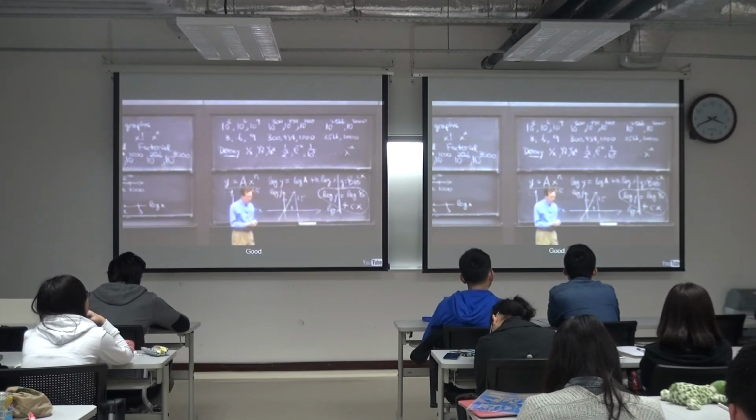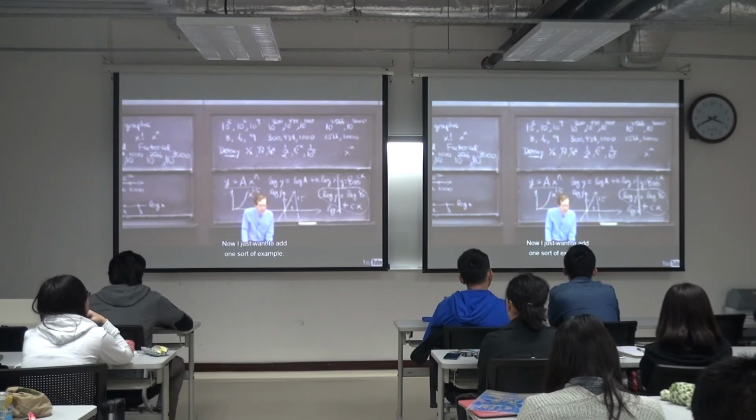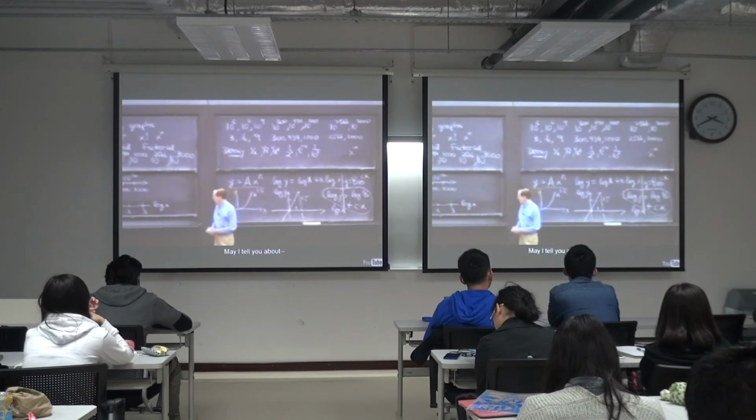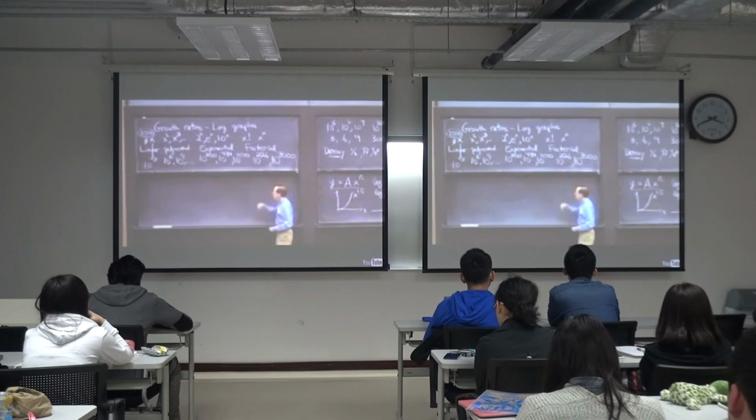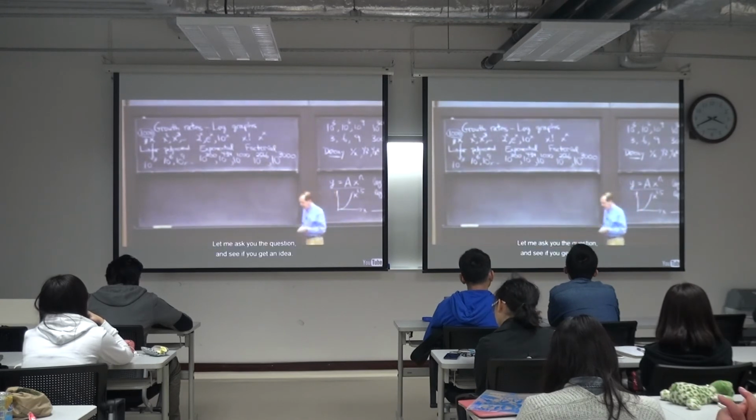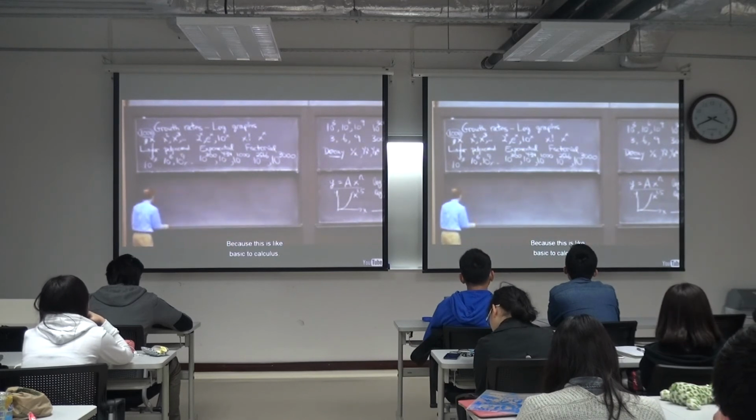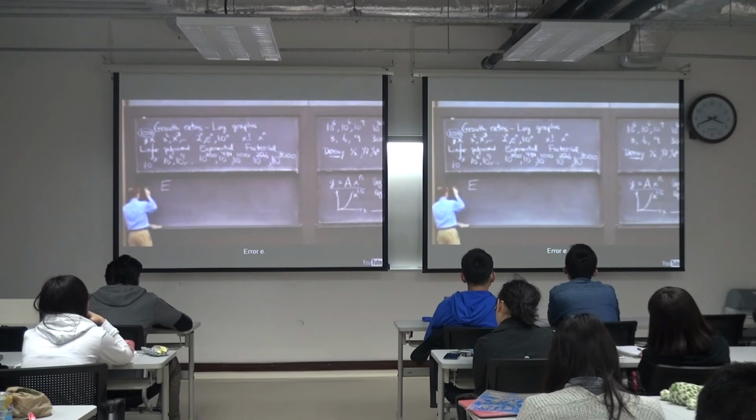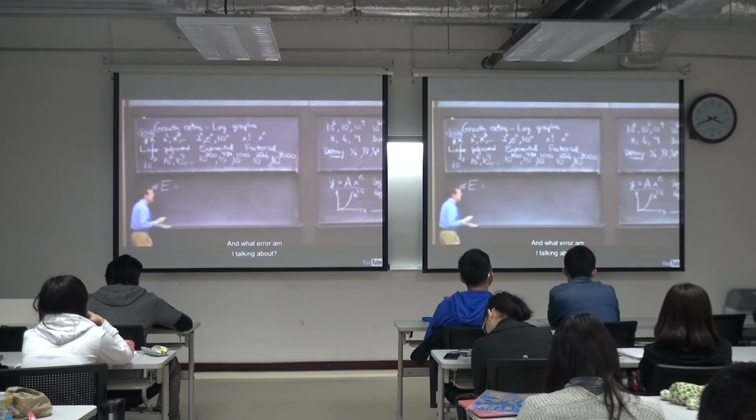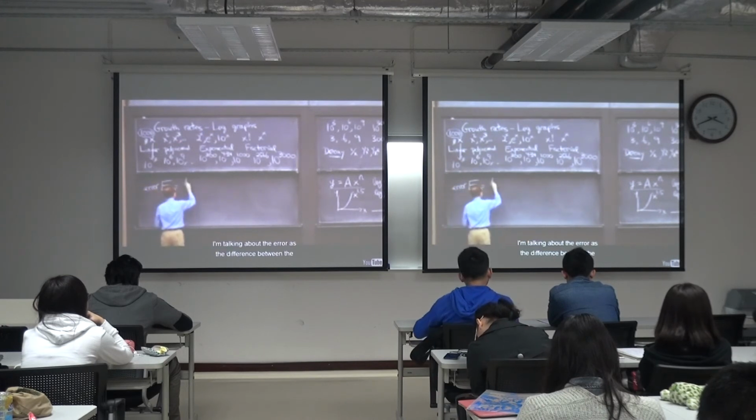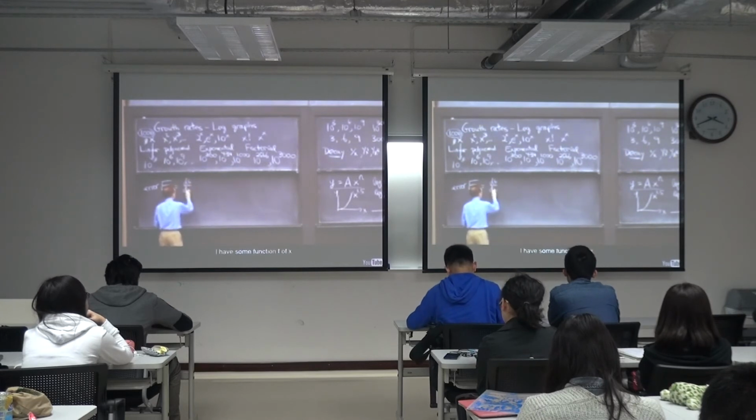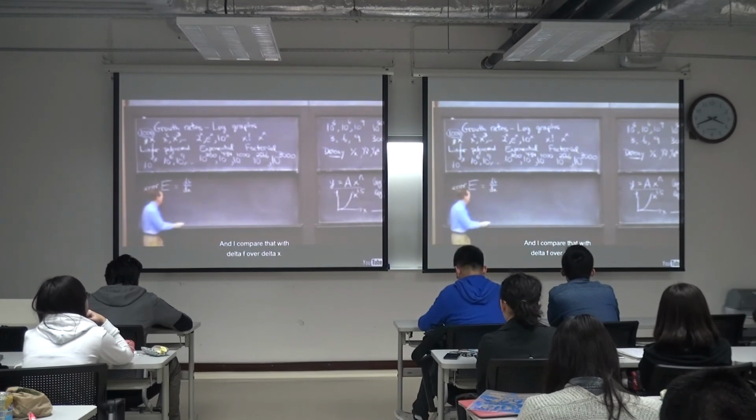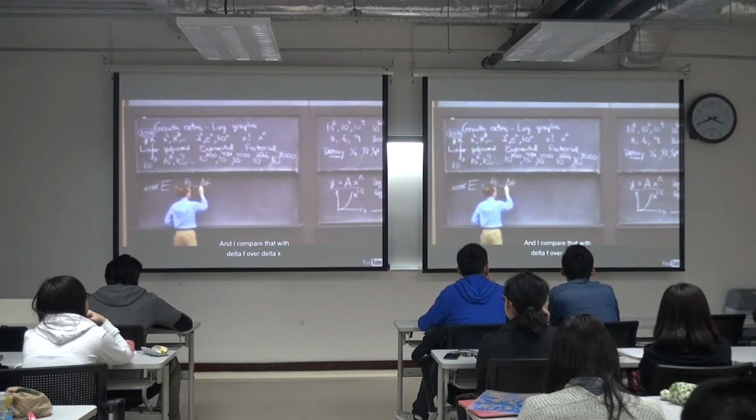Okay. Good. Now, I just want to add one more example, because it's quite important and also quite practical. May I tell you about a particular one? Let me ask you the question, and see if you get an idea, because this is basic to calculus. Let E stand for error. What error am I talking about? I'm talking about the error as the difference between the derivative, for some function f of x, and delta f over delta x.